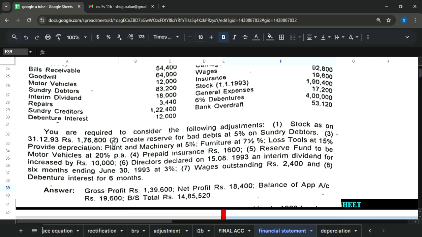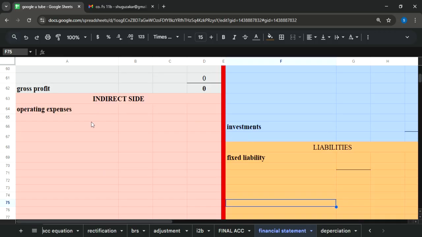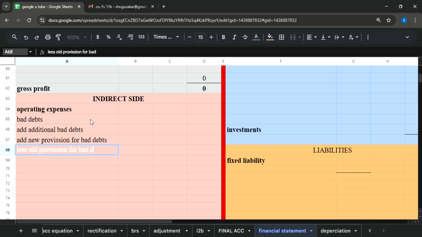Now second, create reserve for bad debts. Alright guys, for this we will go to operating expense side, and here first we will see if bad debts are present, then we will add additional bad debts, then we will add new provision for bad debts, and then finally we will subtract old provision for bad debts.